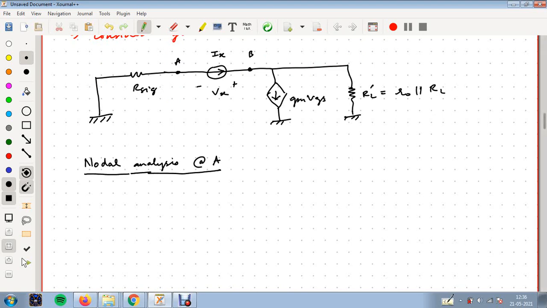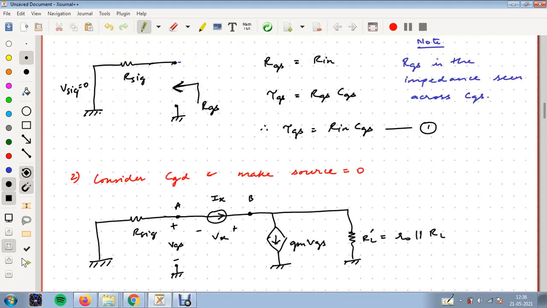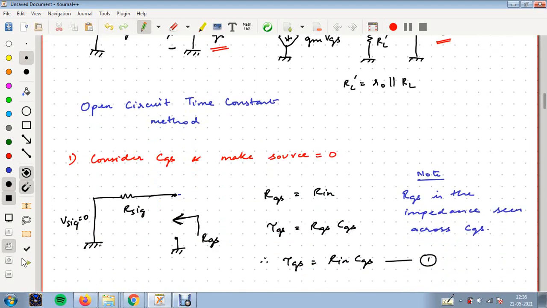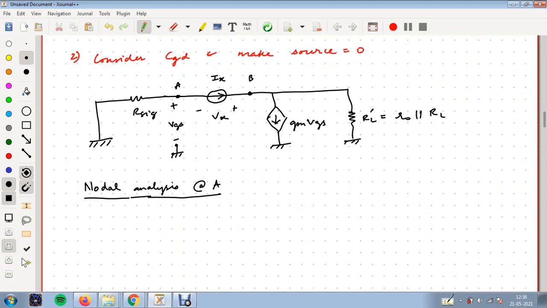Nodal analysis at A. The voltage which you see here is actually VGS. Remember, the capacitor is removed, but there will be a voltage difference between these two points. Between this point and this point it is VGS, so that same VGS will be here. So voltage at point A will be VGS.